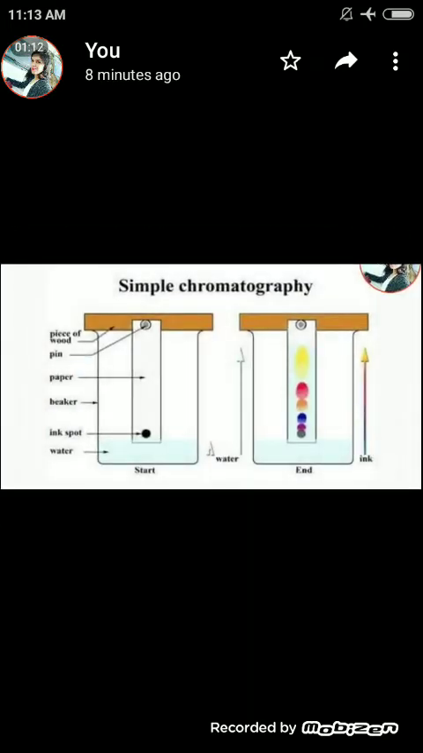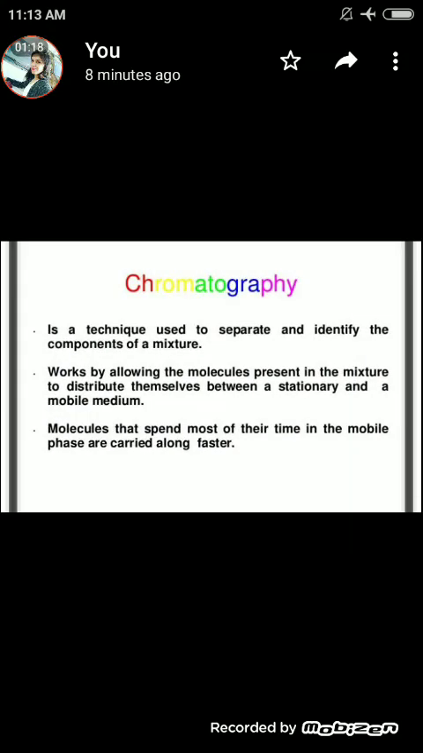And now the next one, we will study simple chromatography. It's the technique to separate and identify the components of a mixture. It works by allowing the molecules present in the mixture to distribute themselves between a stationary and mobile medium.